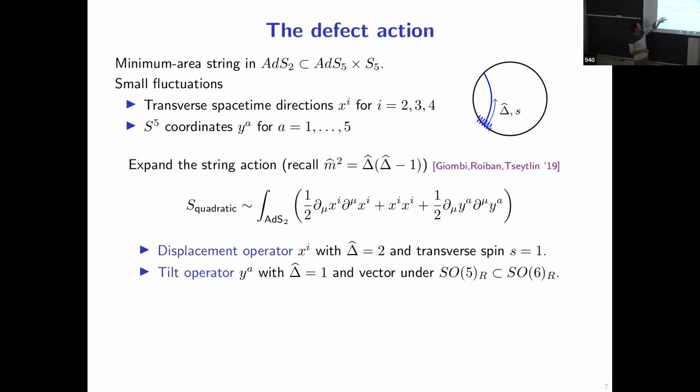And again, you can expand the string action, and then to quadratic order you find these terms. So remembering the relation between the mass and the dimension, you can see that there's what people usually call a displacement operator, which is an operator with dimension 2 and spin 1. So the spin corresponds to the fact that there are 3 transverse directions in which this string worldsheet can move.